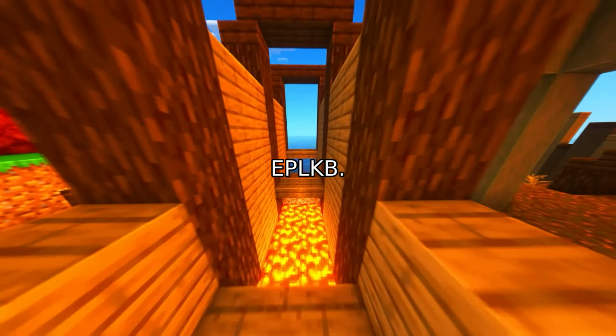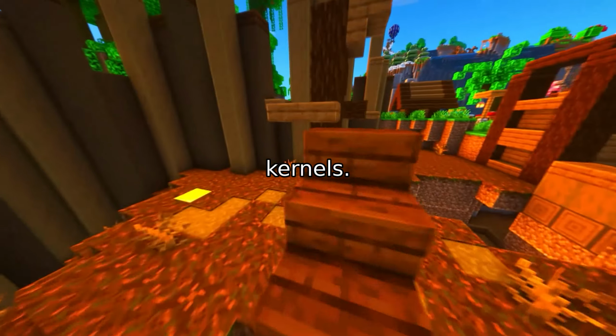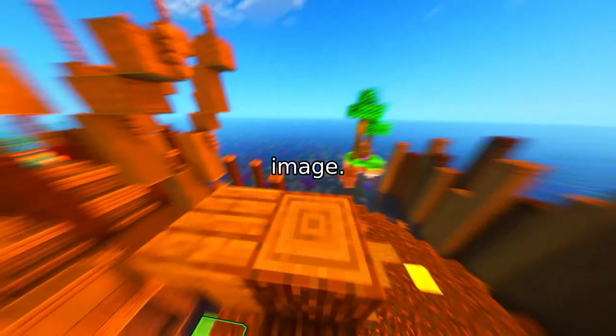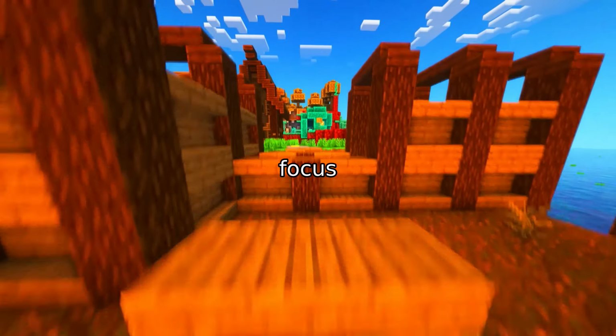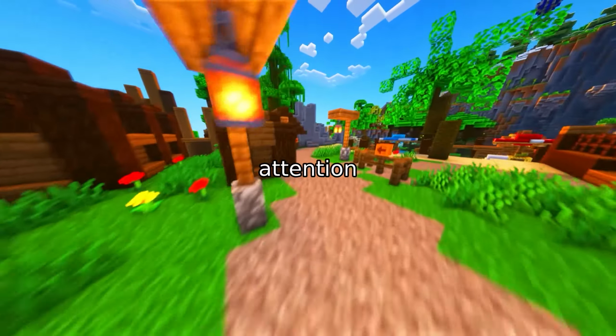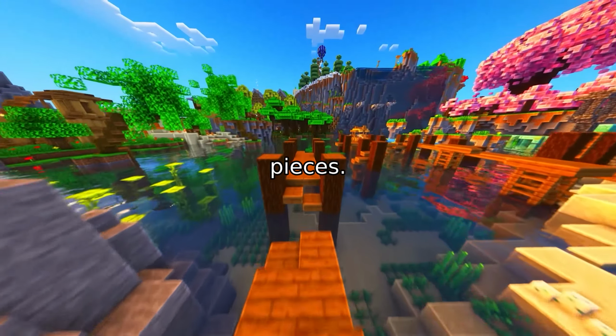Let's start with EPLKB. Instead of tiny 3x3 filters, it uses massive 31x31 kernels. But here's the trick. It only applies them to partial channels of the image. Think of it as painting a mural. You focus your brush on key areas instead of the whole canvas. Plus, it uses channel shuffling and attention mechanisms to prioritize important details, like highlighting the most critical puzzle pieces.